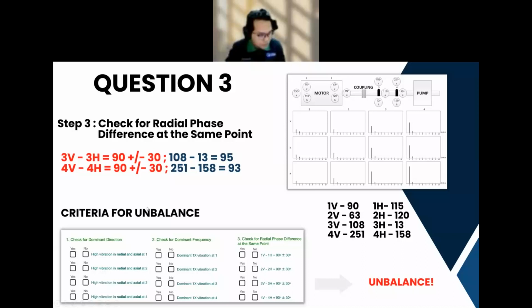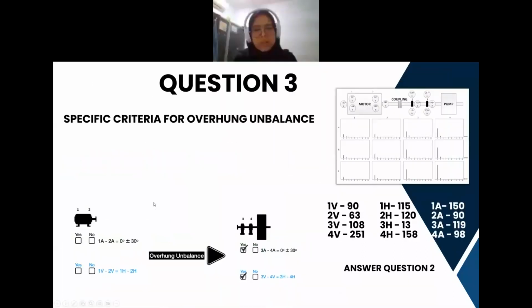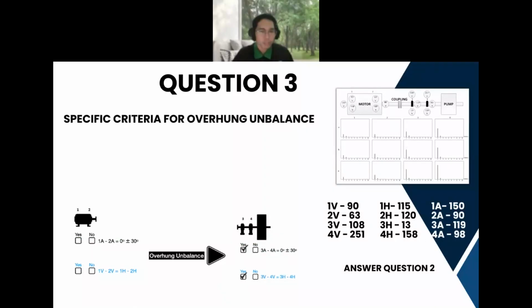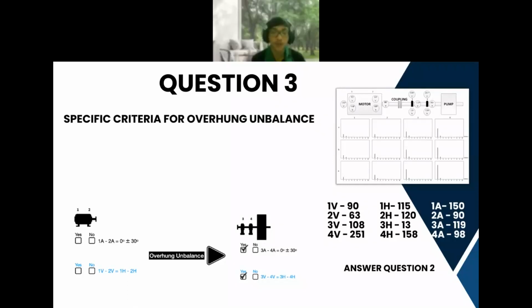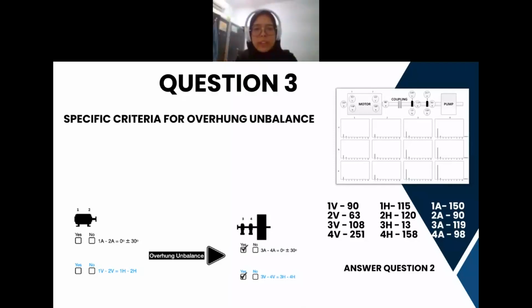So maybe we can check with the specific criteria for the overhang unbalance, to see if it is obviously overhang or not. As we can see in the question, we need to use 3A minus 4A, where 3A is 119 minus 4A, which is 98. The phase difference is 21. I think it's still in phase. The range is 0 plus or minus 30. I guess based on the four criteria that we have calculated or discussed before, it is obviously overhang unbalance.